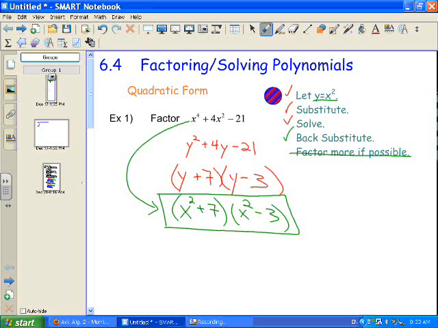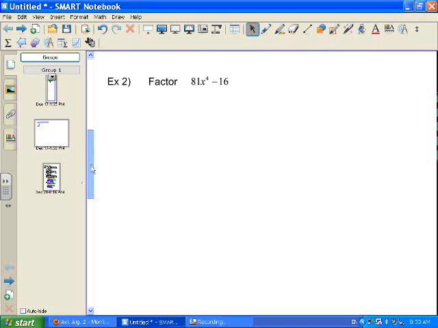That's what I do. If I don't change it to x squared, I don't use x's because they're already x's, so I pick something else. And that's why I went with a y. So you turn it into a quadratic like you're used to, but then you have to remember it's not really a quadratic, so you have to put it back once you factor. And then see if you can factor a little bit more. Let's see if I got another example down here.